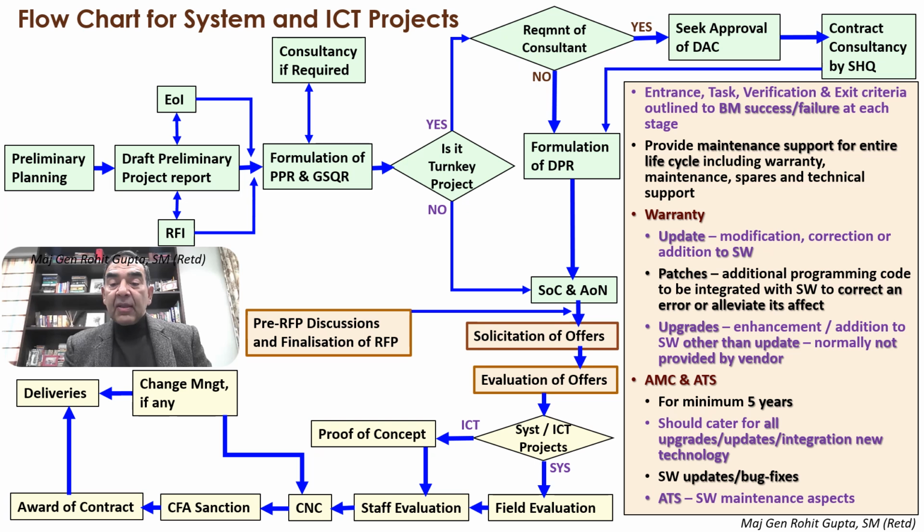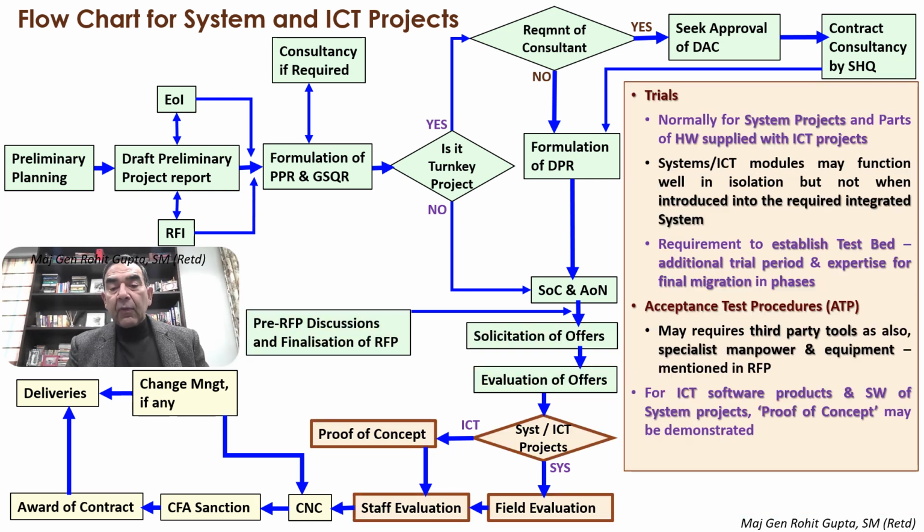The AMC and the ATS clause is also included. The AMC in this case is for a minimum of 5 years. It should cater for all upgrades, updates, integration, and new technology as and when it comes in, as well as software updates and bug fixes. Also, ATS, which covers the software maintenance aspects, would be included in the RFP.